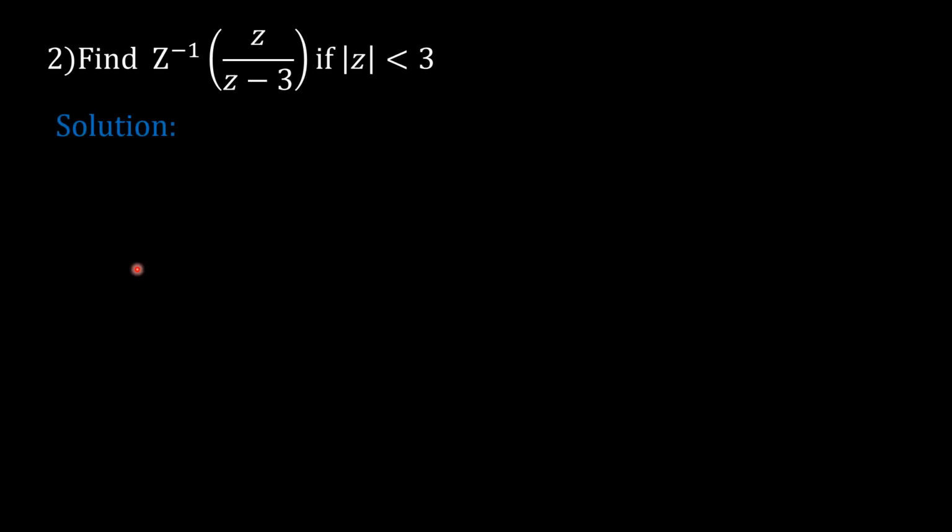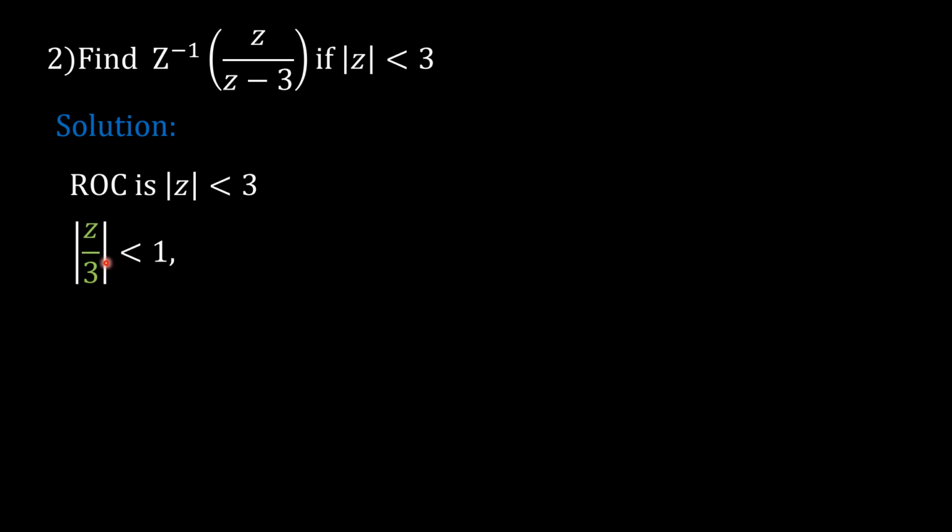Solution. Region of convergence is mod z strictly less than 3. So what is our first step? We have to express this region of convergence in strictly less than 1 form, for which we need to divide by 3 on both the sides. That will give us mod of z by 3 strictly less than 1.